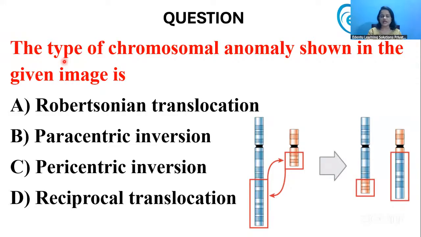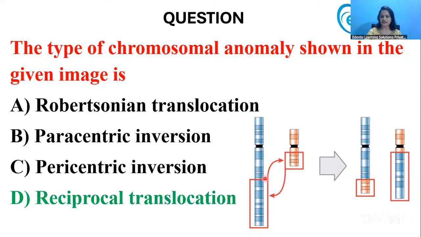The next question: the type of chromosomal anomaly shown in the given image is. Okay, so this is an image-based question. So what kind of anomaly is usually seen here? This question also came in the NEET MDS 2024 question paper. The chromosomal anomaly that you see here is reciprocal translocation only.